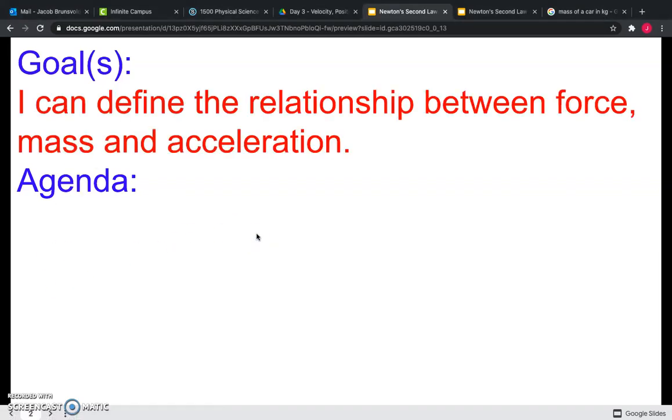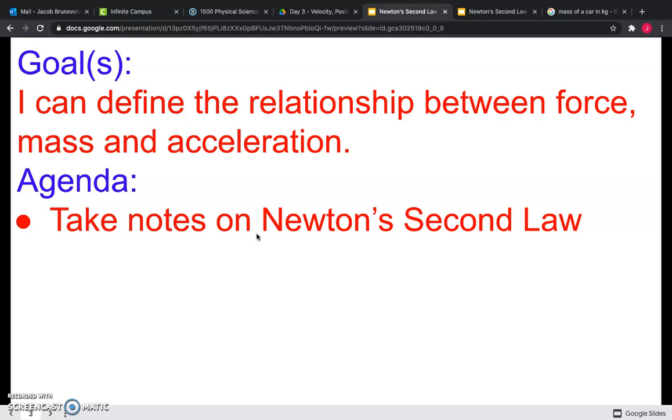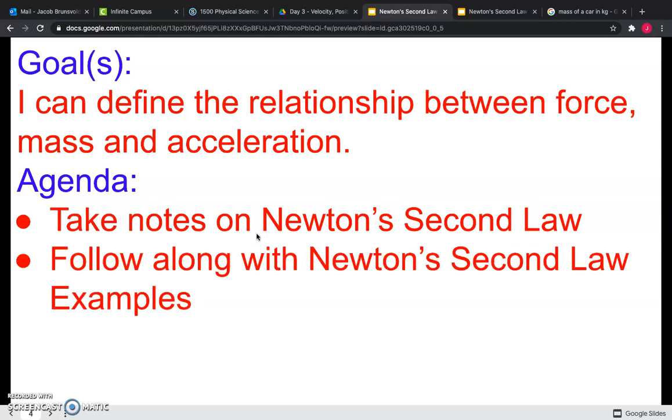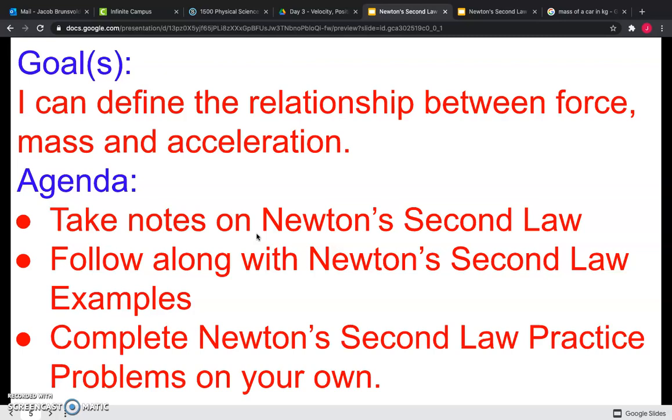Goals for today's lesson: I can define the relationship between force, mass, and acceleration. Agenda for today, we're going to take notes on Newton's second law. You're going to follow along with Newton's second law examples that I give in this lesson. And then you're going to complete some Newton's second law practice problems on your own.